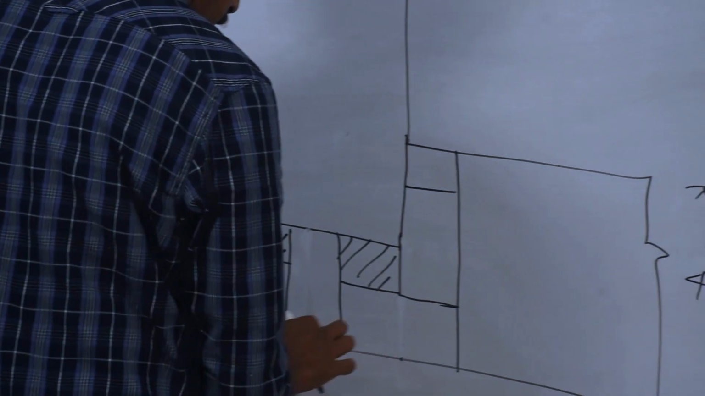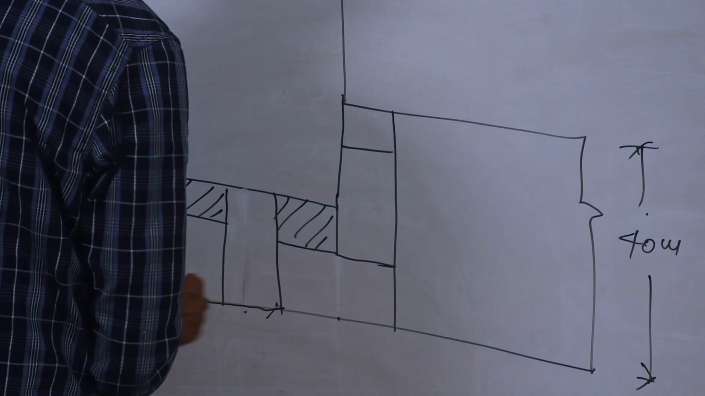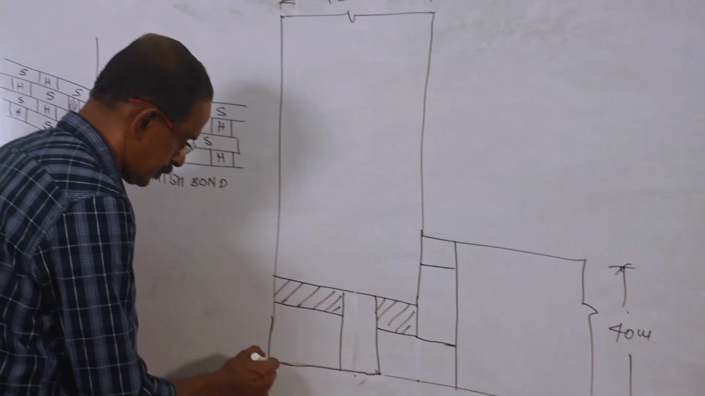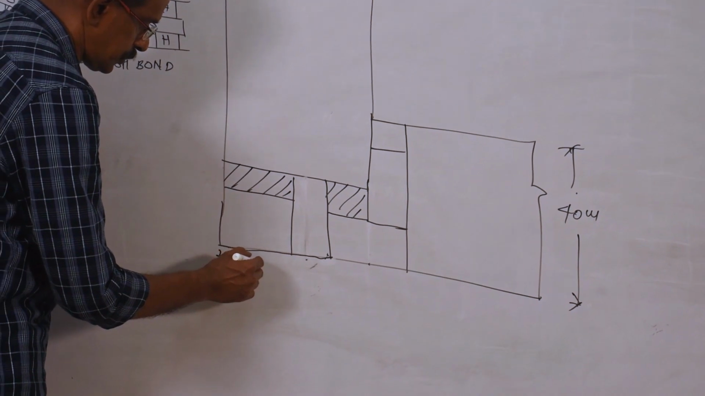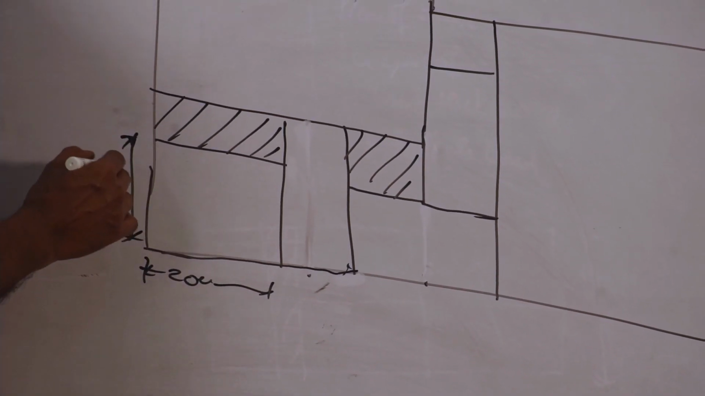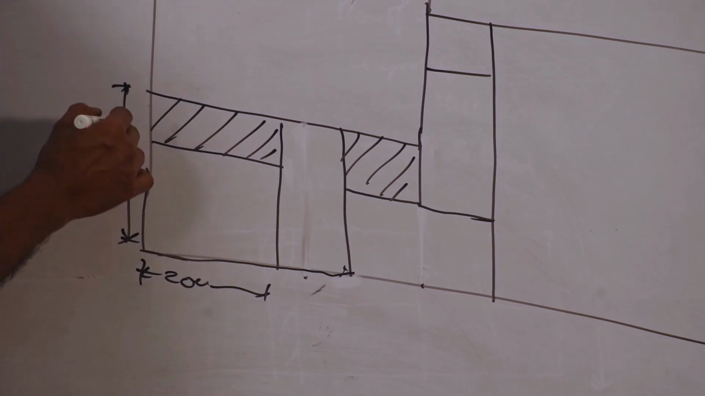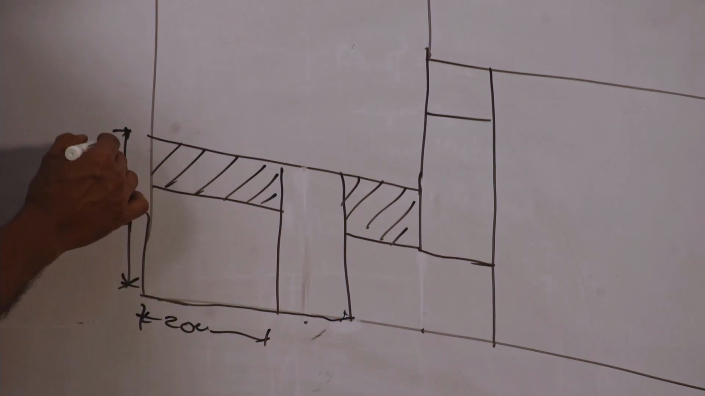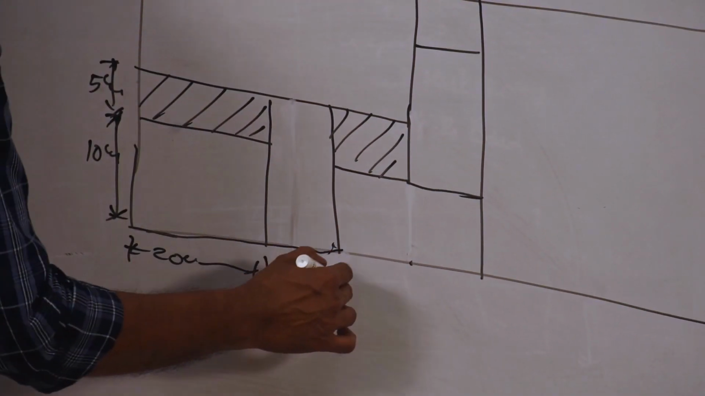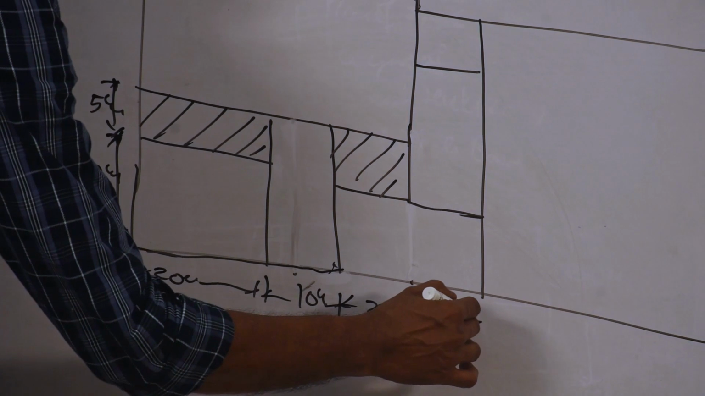To draw the 40 centimeter Flemish bond, that is 2 bricks thick, you have to remember this much detail. So this is 20 centimeter by 10 centimeter. You have to draw to scale. This is not to scale, only a rough sketch, only the shape. This is 5 centimeter. This is 10 centimeter. This is again 20 centimeters.